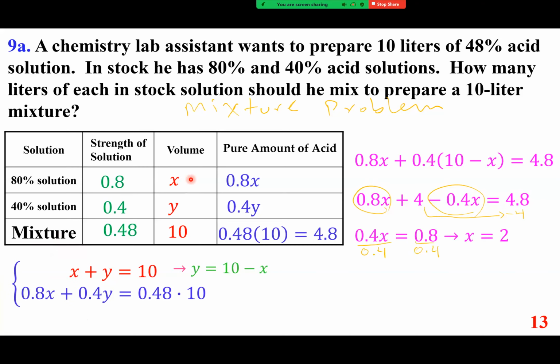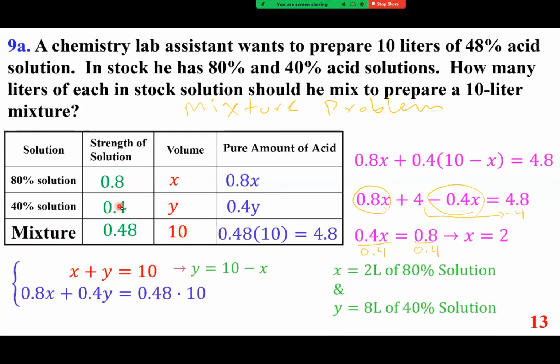So we have 2 liters of 80%. The rest of them, 8 liters of 40% solution. And by the way, clearly I'm using the first equation, but you really have to check with the second equation to be on the safe side.